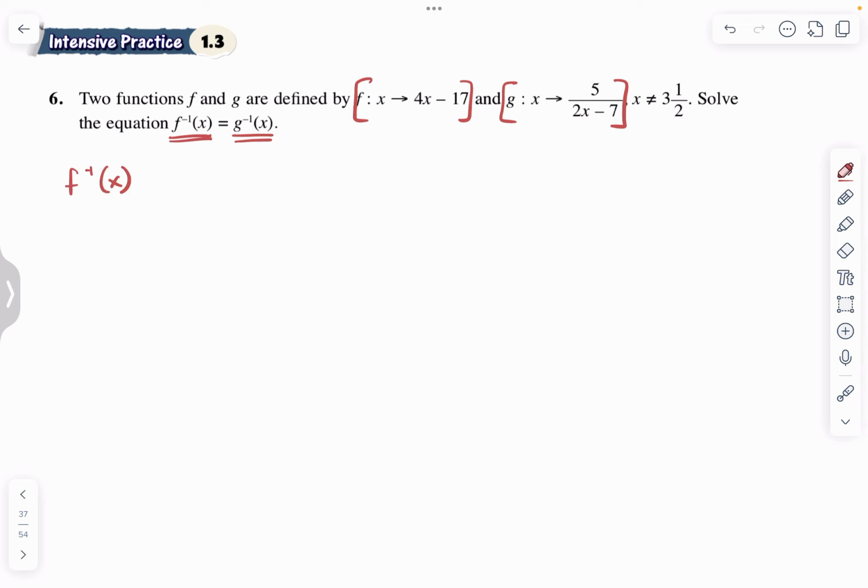To find this function, the first step is always letting the question equal y. So if f inverse x equals y, f inverse we bring there becomes f of y. So f of y will equal x. So if f of x is 4x minus 17, f of y will be 4y minus 17.